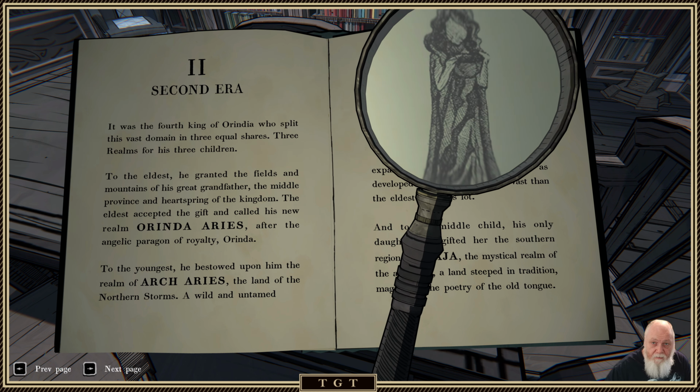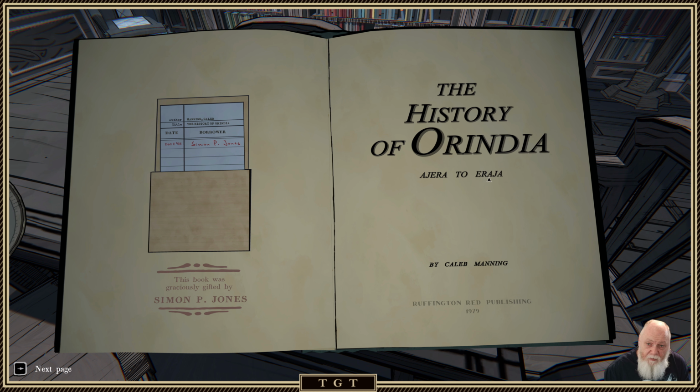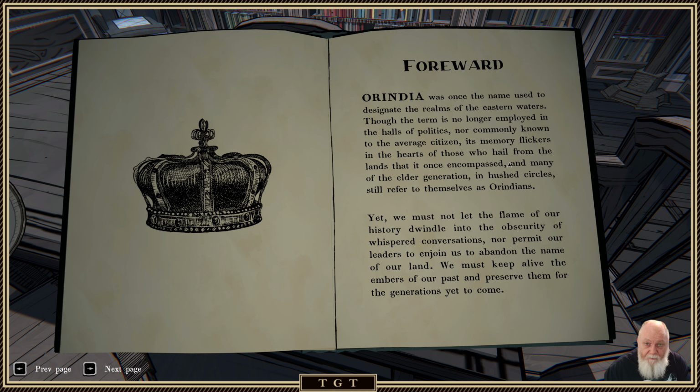Oh, I should be reading these pages to you. I'm sorry. Let me go back and read to you. The history of Orindia. Ajira to Raja. Now, Ajira is just like an anagram of Raja. Just pointing that out, right? This book was graciously gifted by Simon P. Jones. Apparently, we buy these books and we give them to the library. I don't know why we do that rather than keep them, but forward.